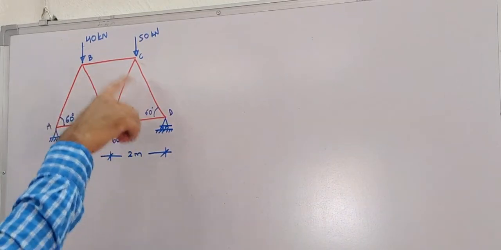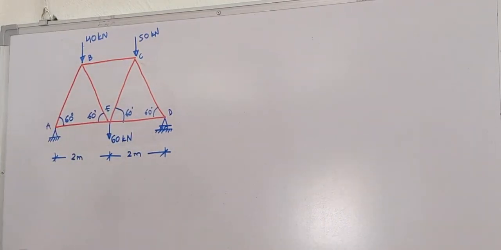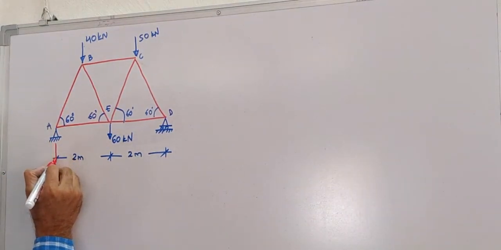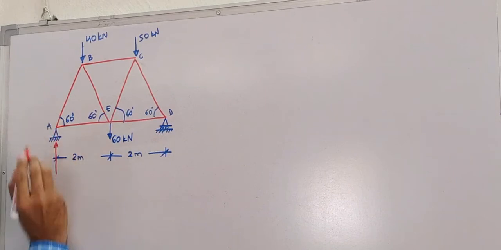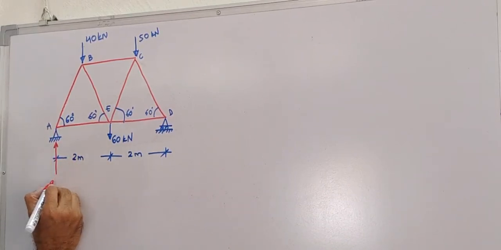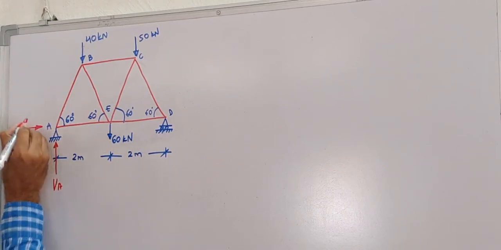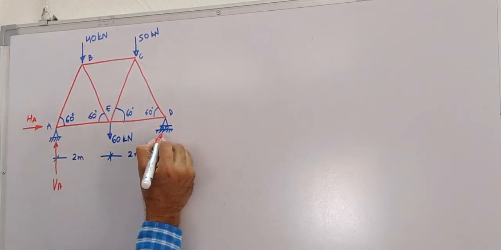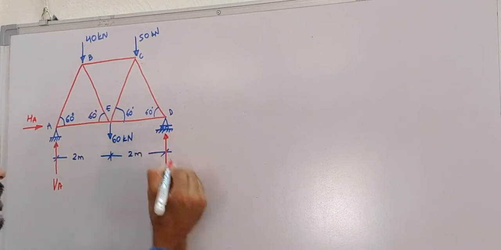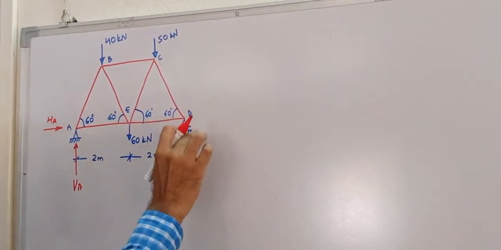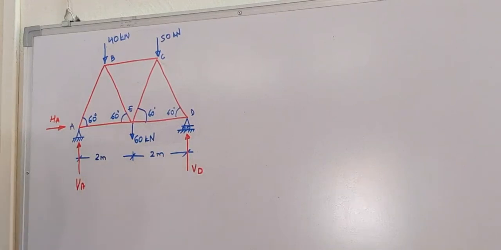So all these members form an equilateral triangle. The first step is to calculate the support reactions. As this is a hinge, we get one vertical reaction at A and one horizontal reaction at A. And at D there is one vertical reaction, because this is a roller, and in a roller we get only one support reaction.